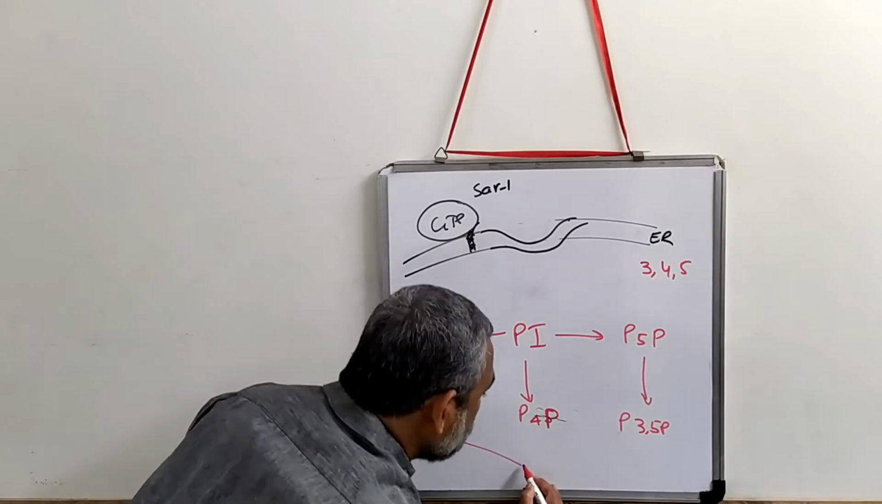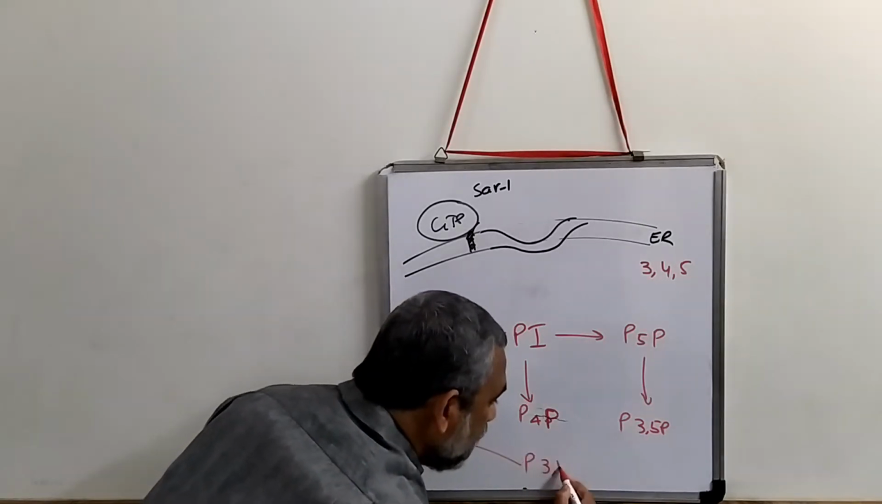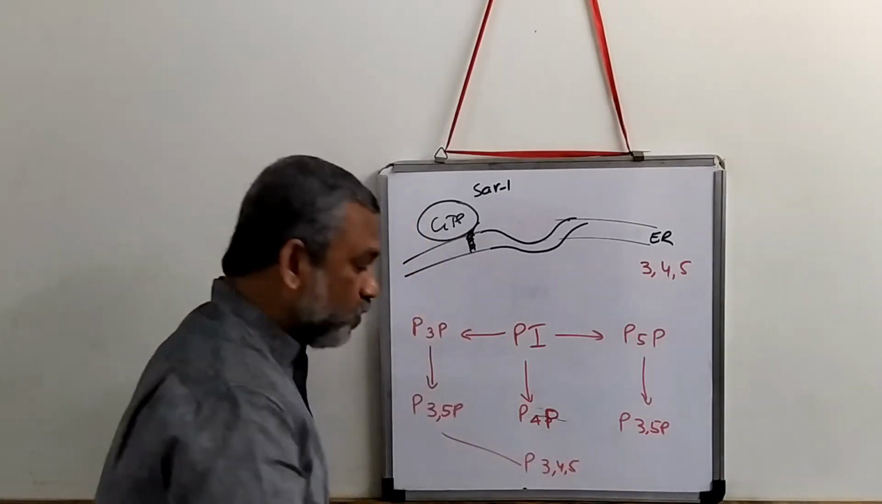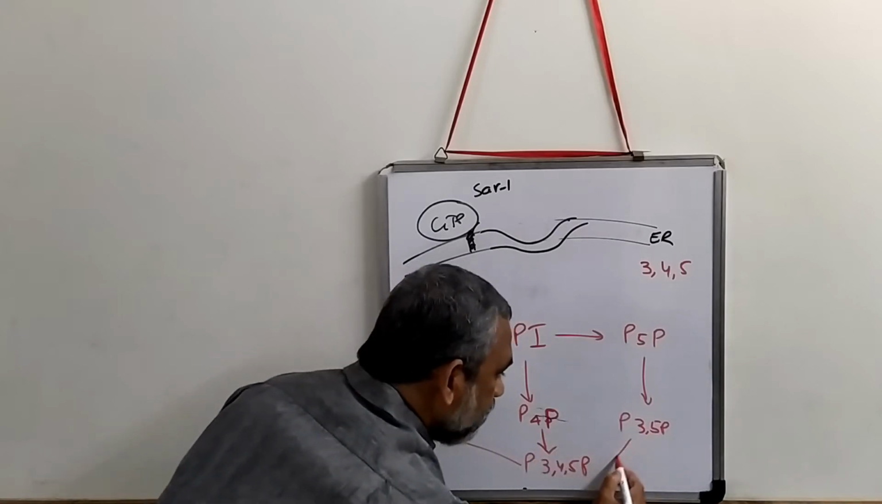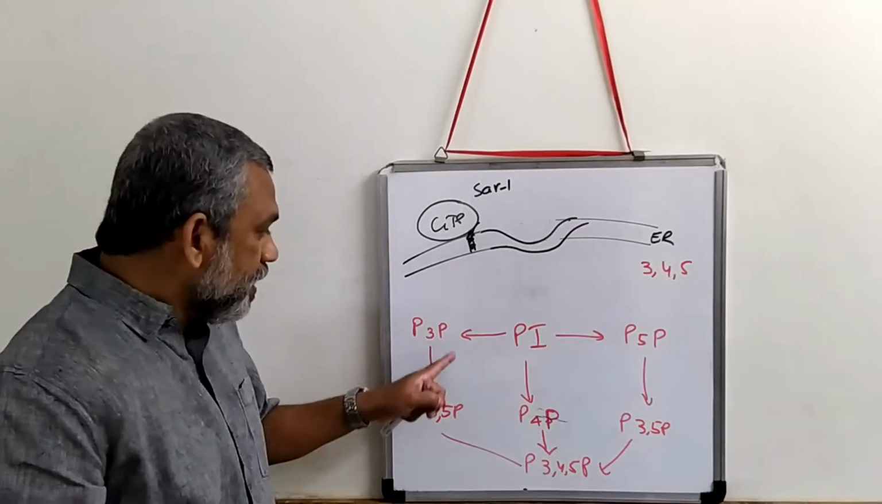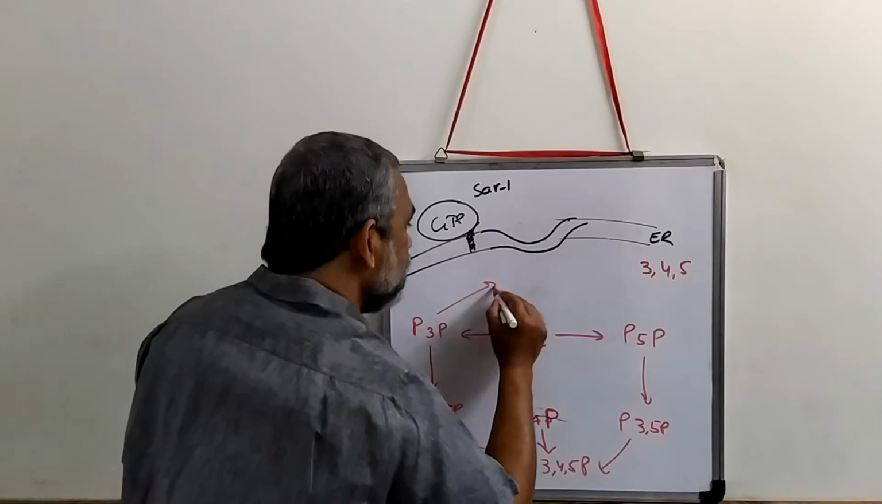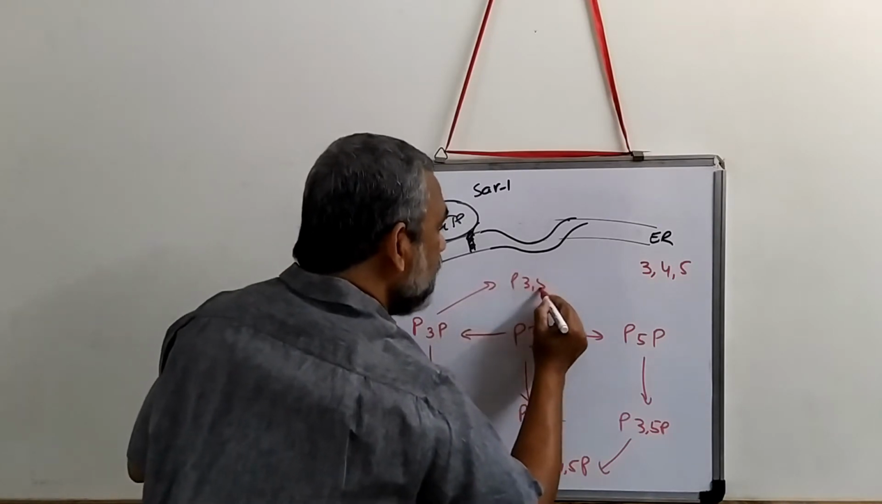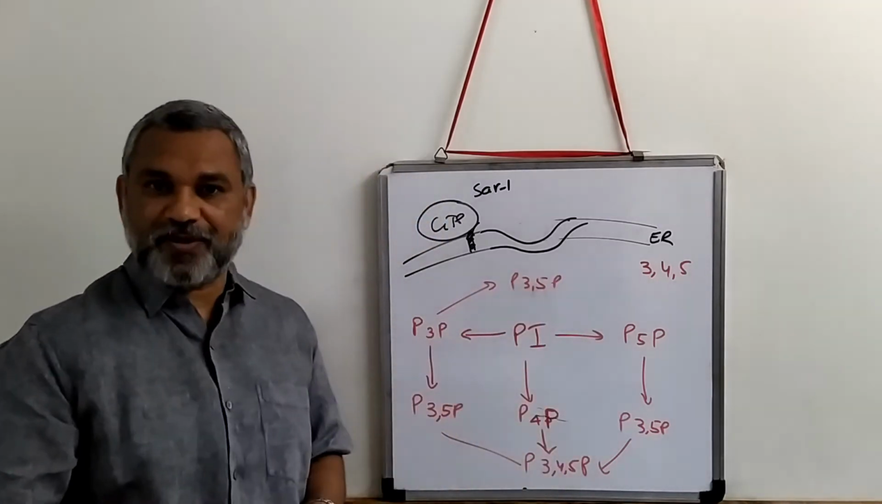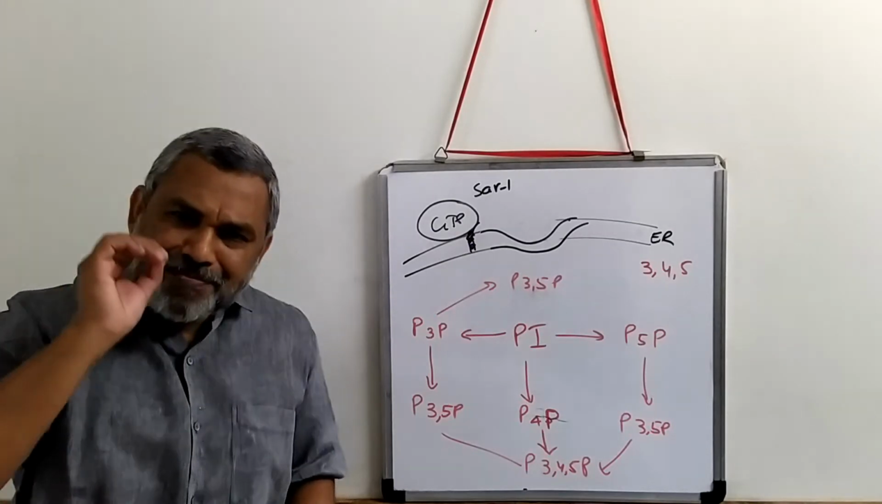Now these can be phosphorylated into phosphatidylinositol 3,4,5-phosphates. This way it can be phosphorylated. This can be phosphorylated into phosphatidylinositol 3,5-phosphate in this way.